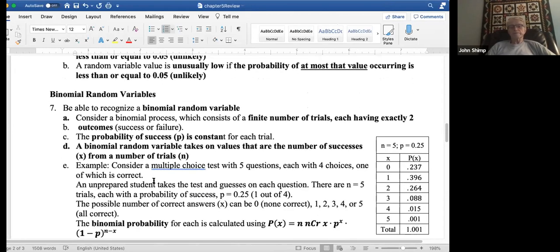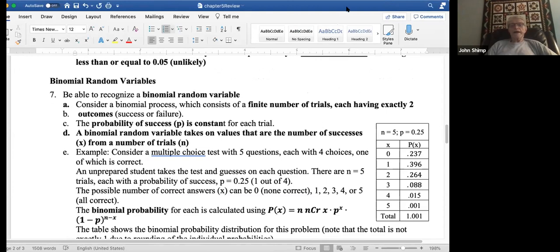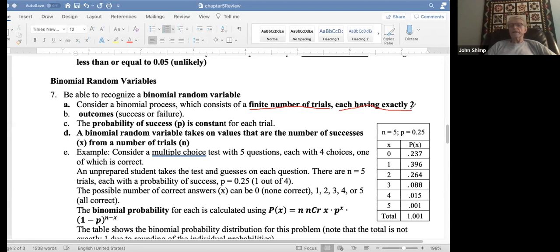Okay, binomial random variables. Definition. We're going to have a finite number of trials. In other words, we're going to conduct an experiment, and in that experiment, we're going to conduct a finite number of trials. We're going to run this experiment a finite number of times. And each time there's going to be exactly 2 outcomes. And we'll call those outcomes success and failure. So finite number of trials, each has exactly 2 outcomes. We'll call them success or failure.